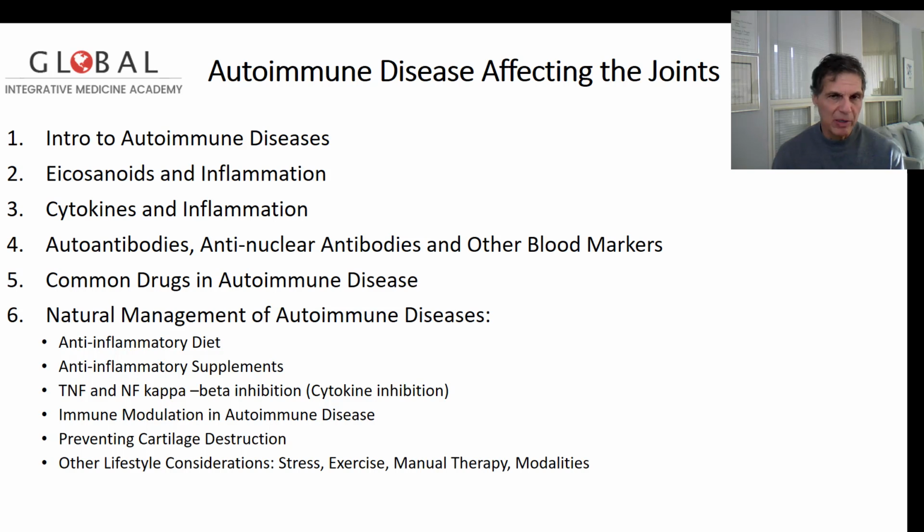And then we'll look at some common drugs that are used to manage autoimmune disease, and then we'll move into the nutrition and natural medicine management of autoimmune disease in terms of the anti-inflammatory diet and supplements, things that can help to tame nuclear factor kappa beta and tumor necrosis factor alpha, things that might modulate the immune system in a positive way, how you can help prevent joint cartilage damage, and other lifestyle considerations that would be of importance. So let's move to the discussion.